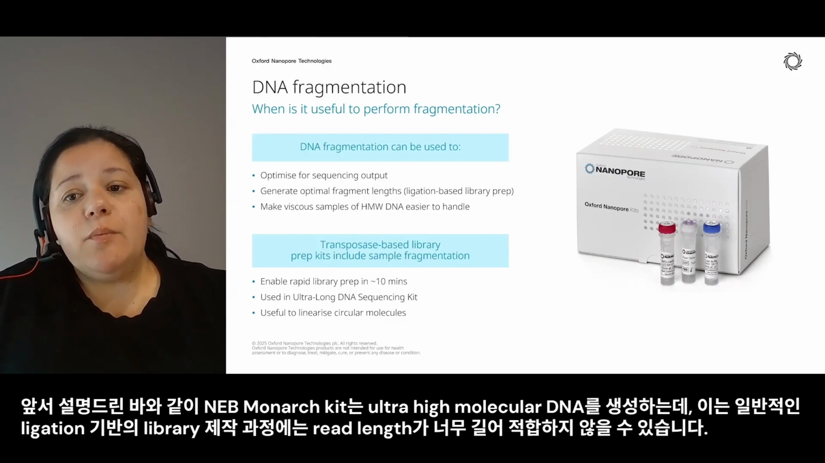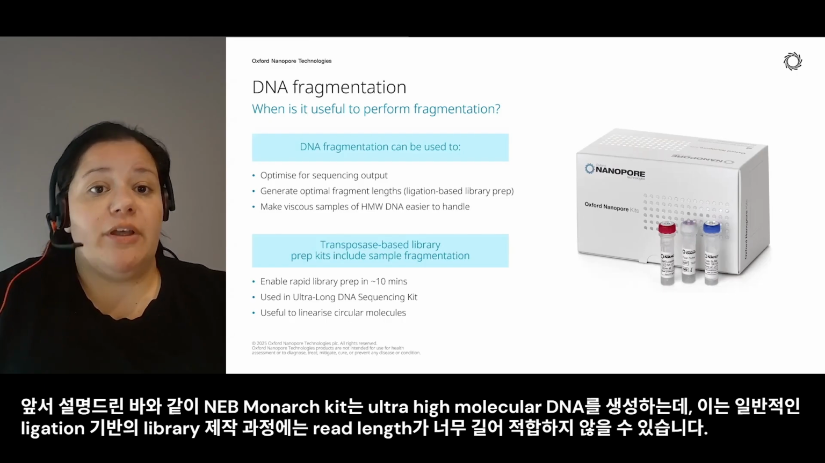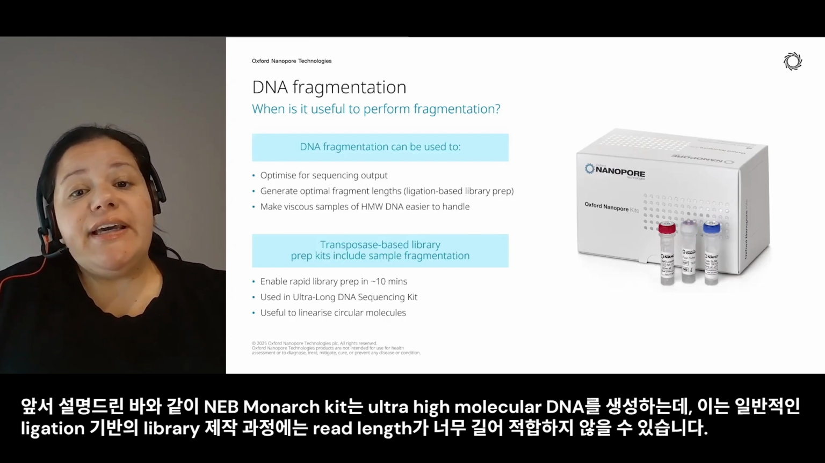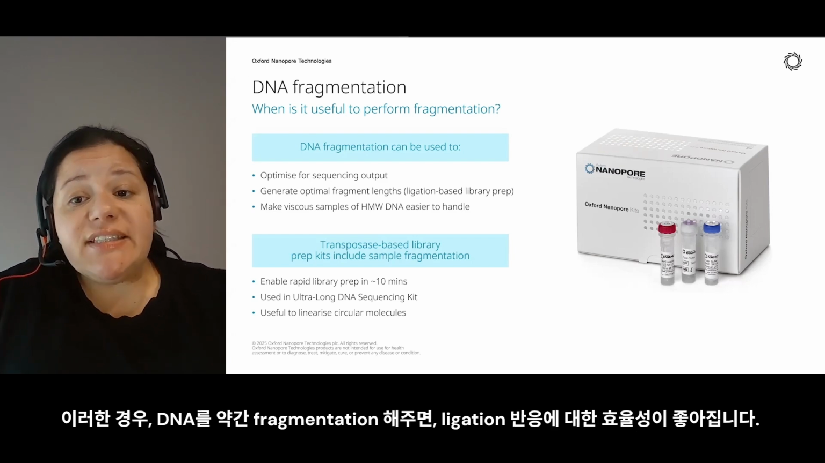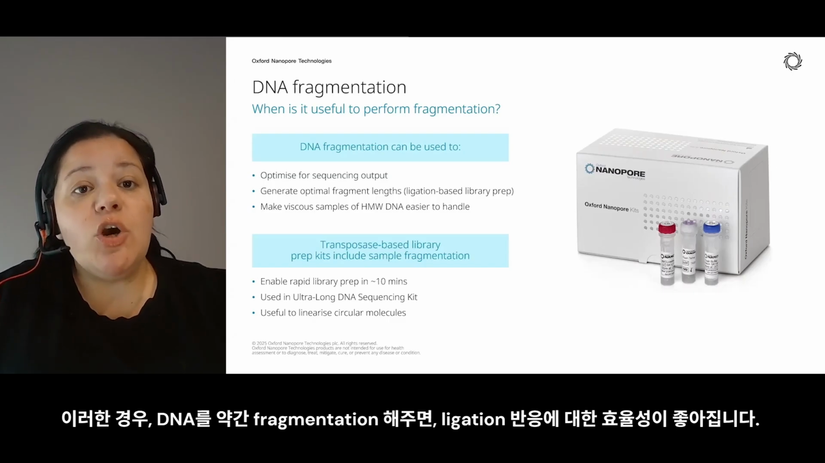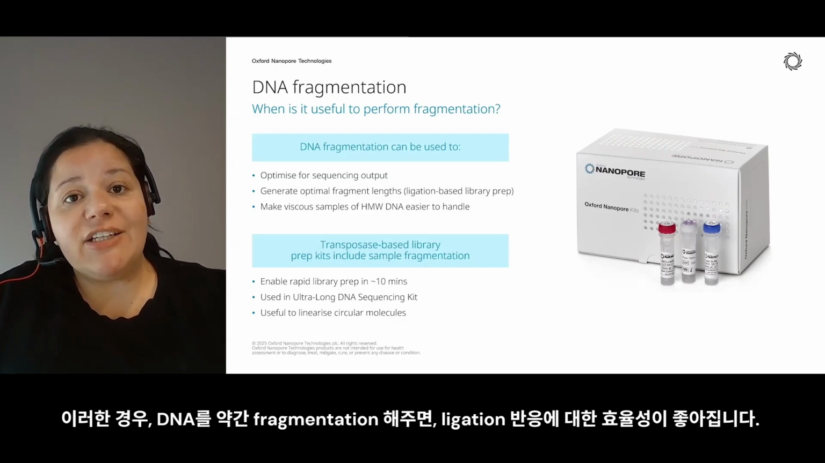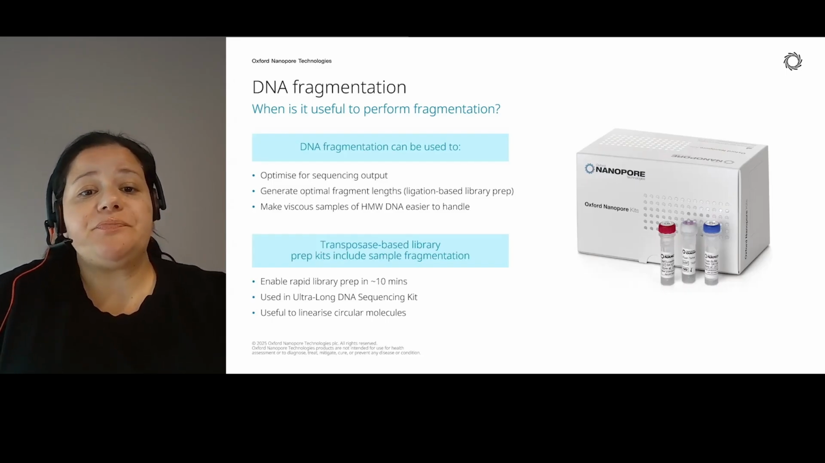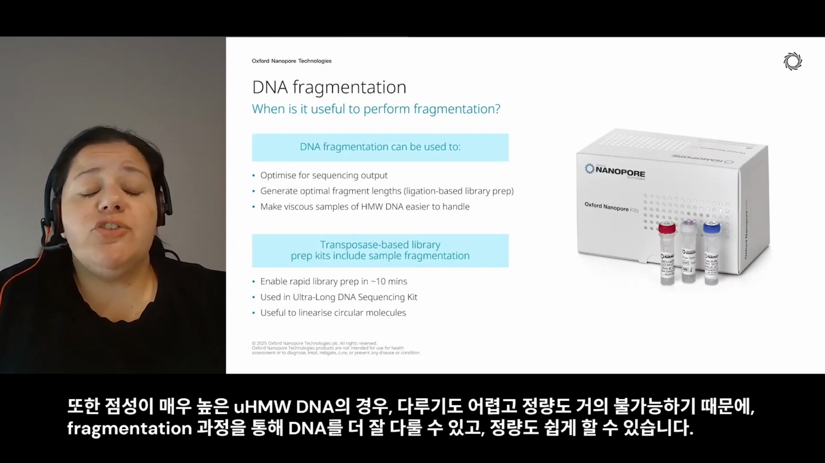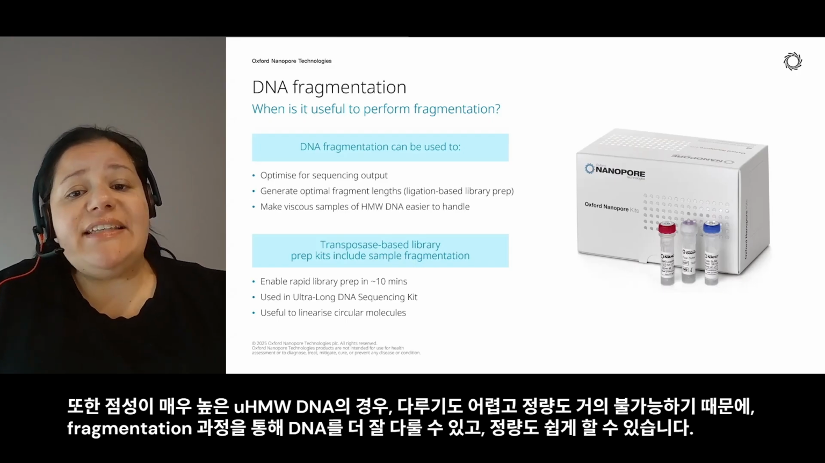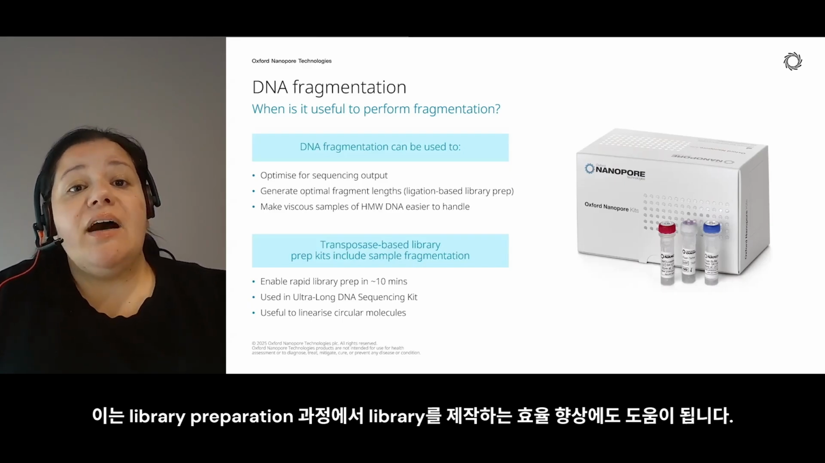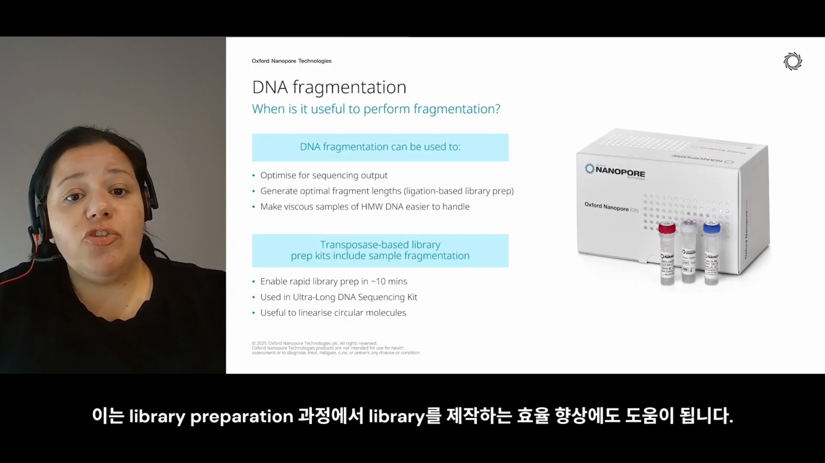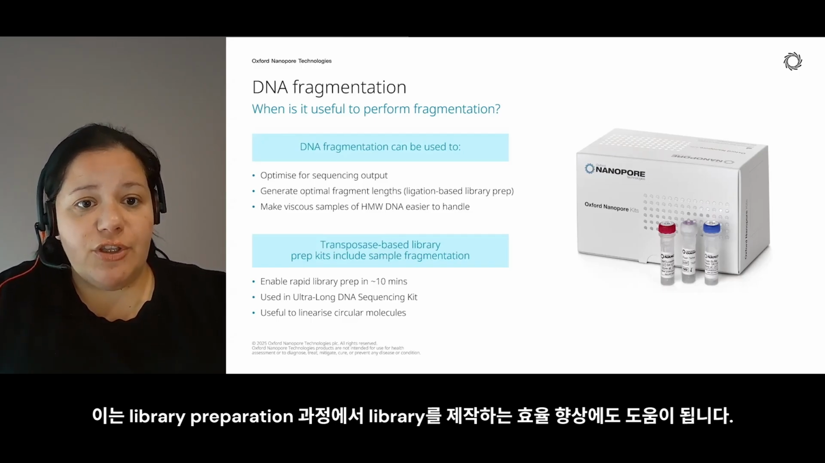I mentioned the NEB Monarch kit, which produces ultra-high molecular weight DNA. And this is usually a little bit too long for a ligation-based library prep. So in this case, just fragmenting it a little bit will make sure that the ligation reaction is efficient. Then it's also useful just to fragment really viscous DNA to make it easier to handle and quantify, because it's almost impossible to accurately quantify a sample that is viscous. And then again, it also helps ensure that the library preparation is efficient.